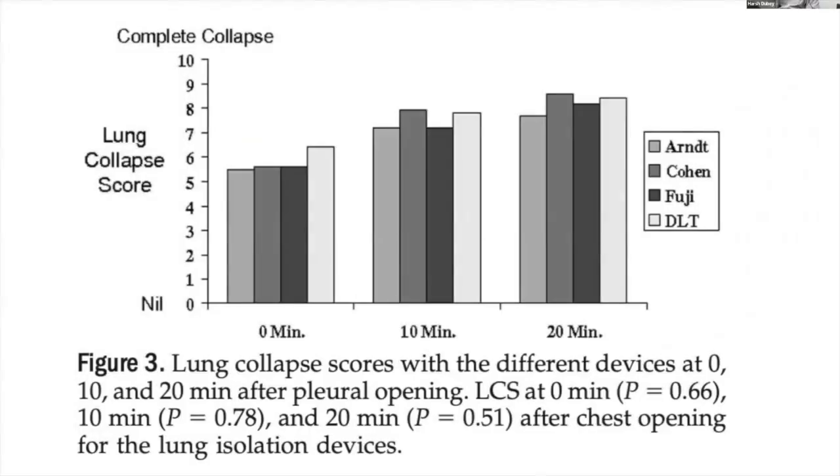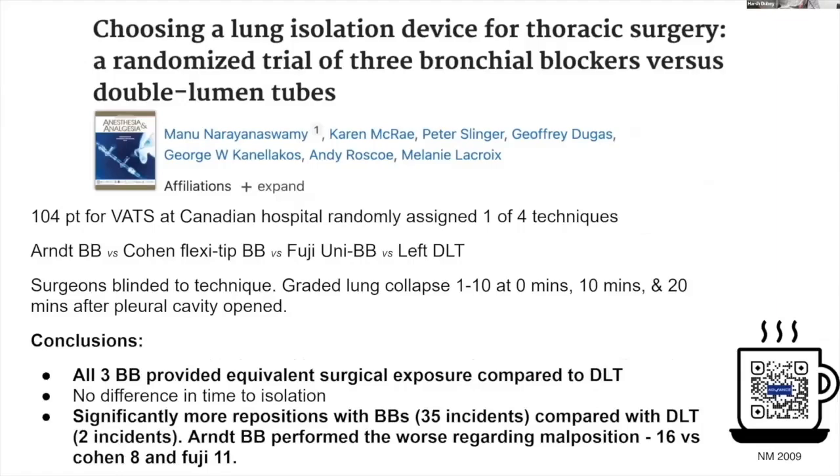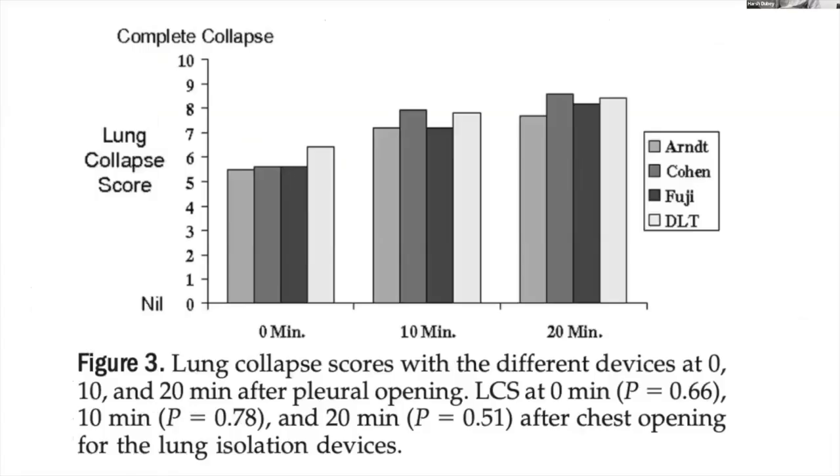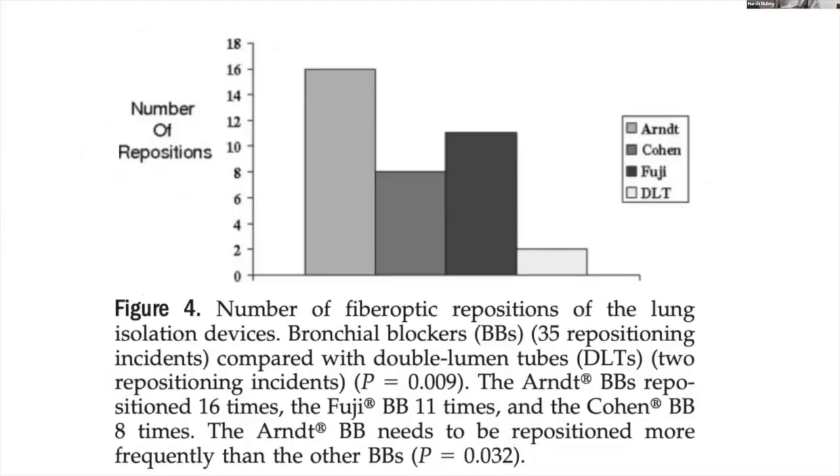So in regards to choosing a lung isolation device, as was just mentioned, if it works, it works. And this study really showed that as well. This is actually from the Toronto General Hospital, and Professor Slinger was on the article. They compared surgical exposure, graded from 0 to 10, with 3 different bronchial blockers and a left dual lumen tube. The results are on the screen. You can see they found no difference or barely any difference between the devices. Of note, though, the malposition rates were much, much higher for the bronchial blockers.